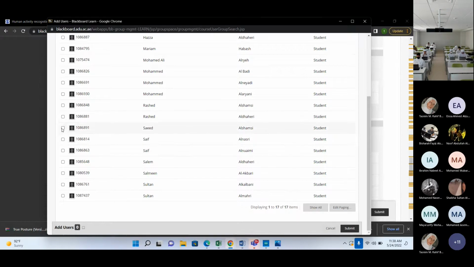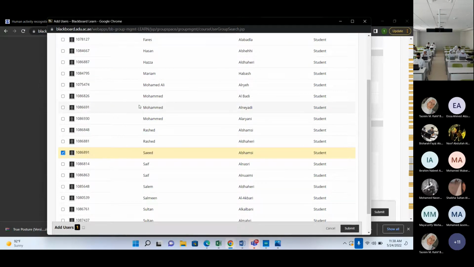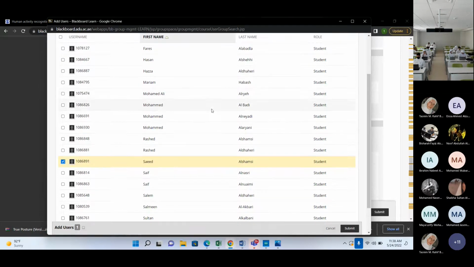Let's please give it 1 by 1, please. Just provide the engineer with the names. What's the next name? Saif Al-Naimi. Saeed Al-Shamsi, Saif Al-Naimi, and Muhammad Al-Aryani. These 3, right? That's it. Yes, still Muhammad, but we don't know his ID.